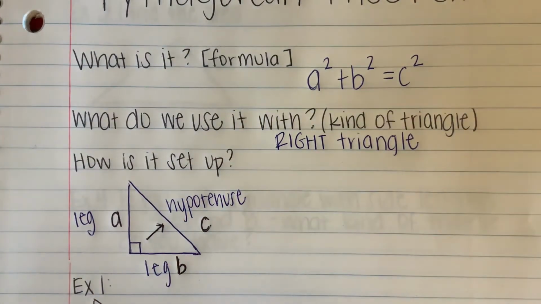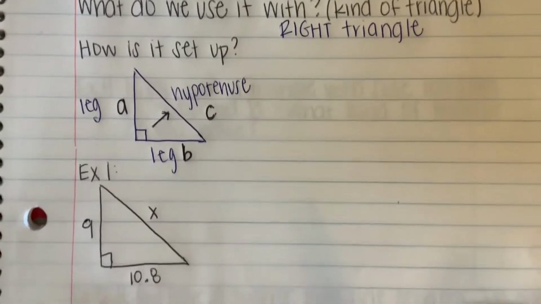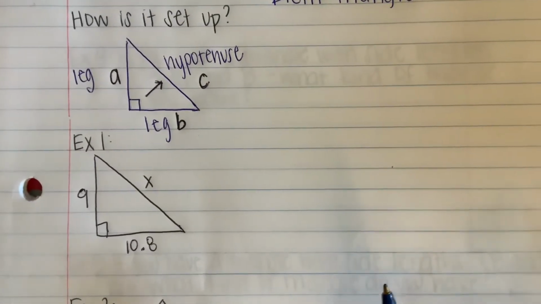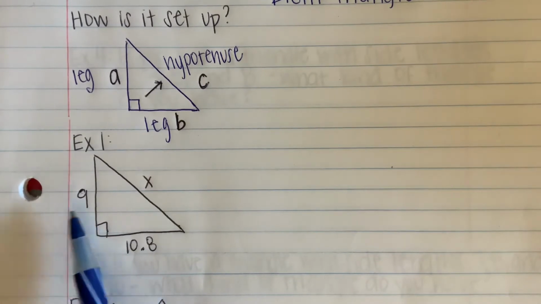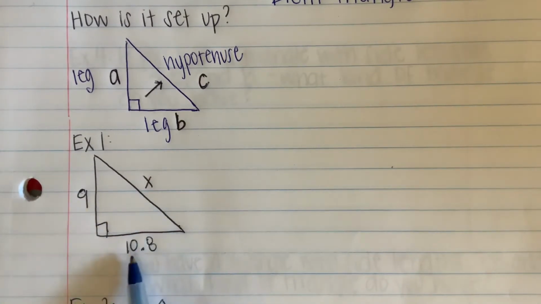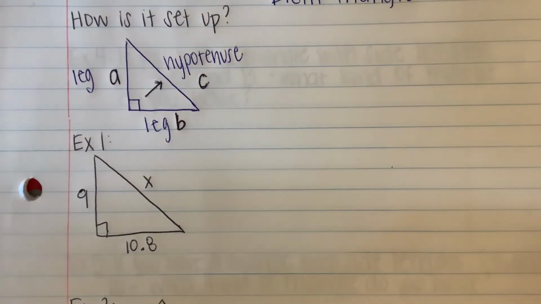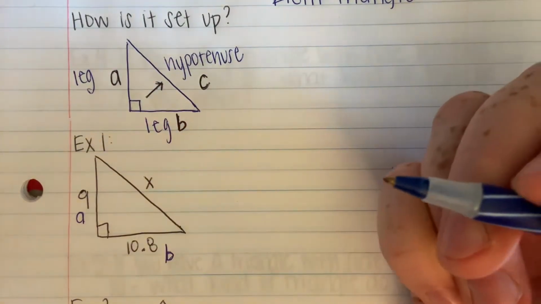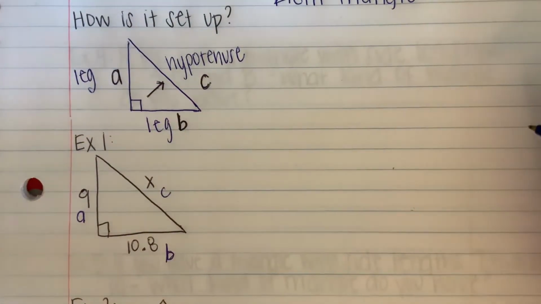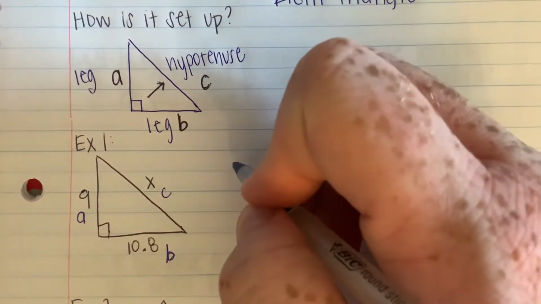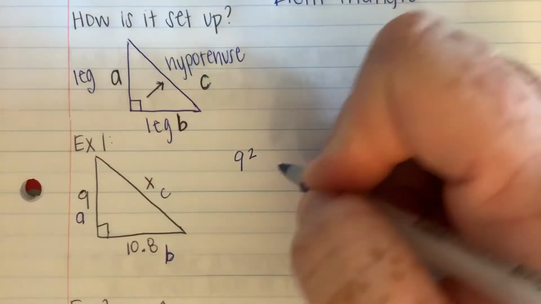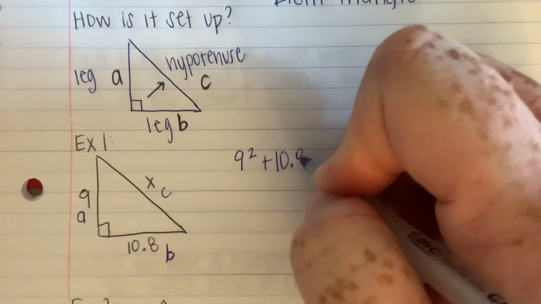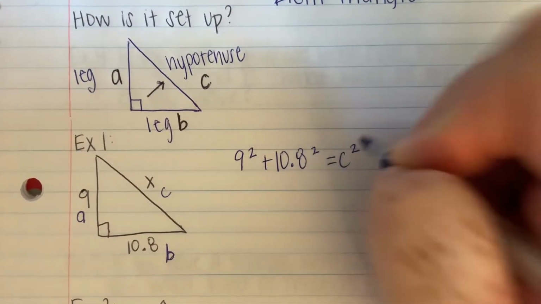Again, if I go too fast, feel free to hit that pause button. So this first example, I have two legs with sides 9 and 10.8, and a hypotenuse of x. So I'm just going to use the Pythagorean theorem, and I'm going to solve. I'm going to call 9 my A, and 10.8 my B, and this my C. So I'm going to plug and chug, as I like to say sometimes. So 9 squared plus 10.8 squared equals C squared.